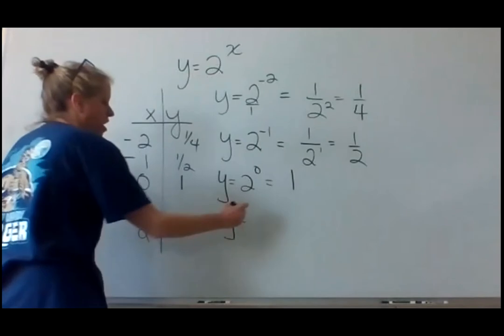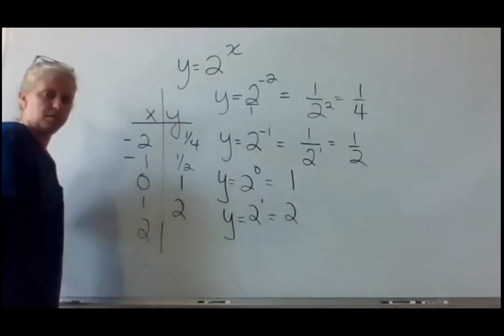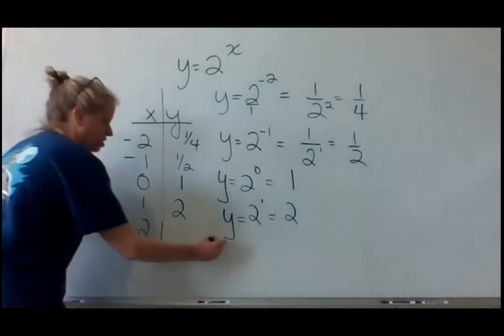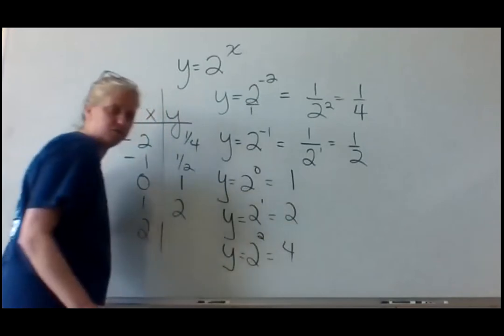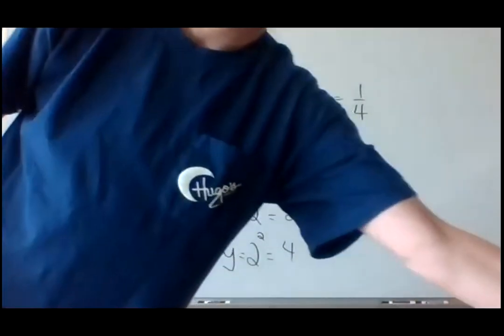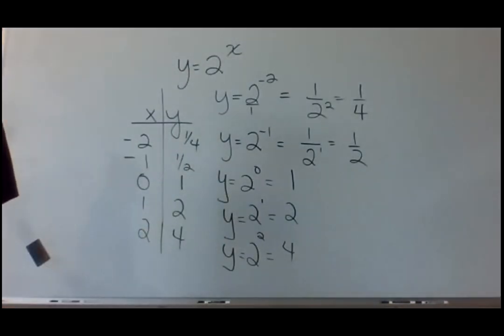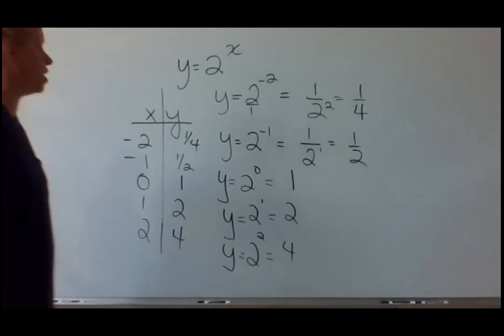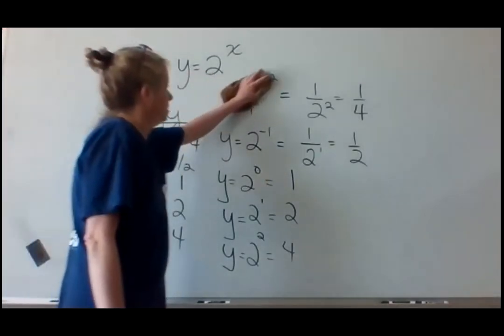Change the x to a 1. So I have 2 to the first power. 2 to the first power is 2. And then the last one, change the exponent to a 2. So 2 to the second power gives you 4. Let's plot these 5 points to see what shape your exponential functions are going to look like on the graph.